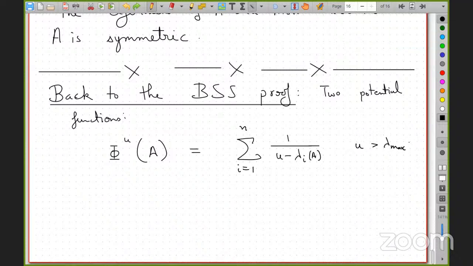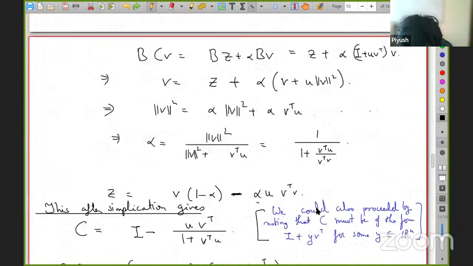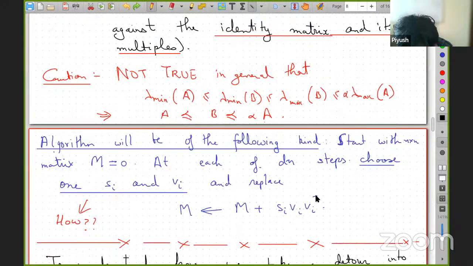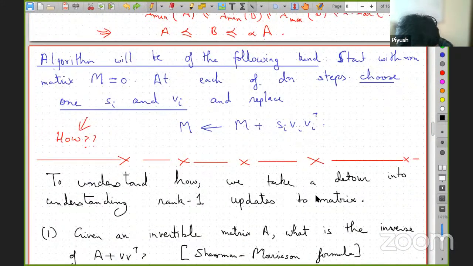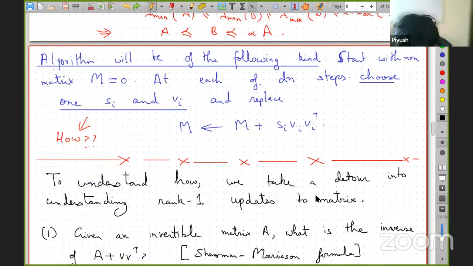Sorry, Piyush. Yeah, so the algorithm was what again? I didn't fully specify the algorithm, but it was of this form: you start with a zero matrix, and at each step you add one vector to it, and you do this n times. How do you choose which one to add? That is what we will now see.